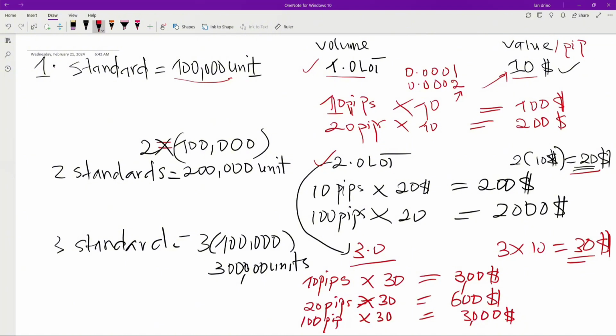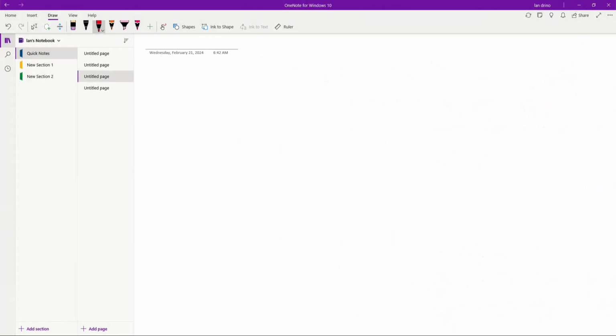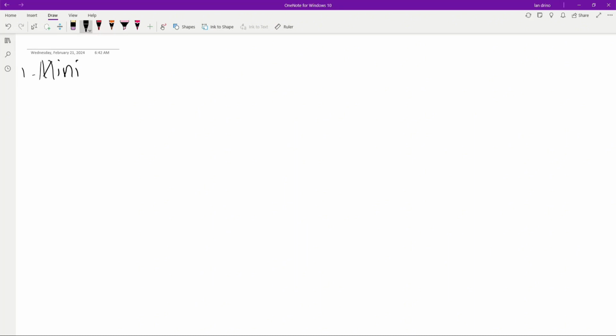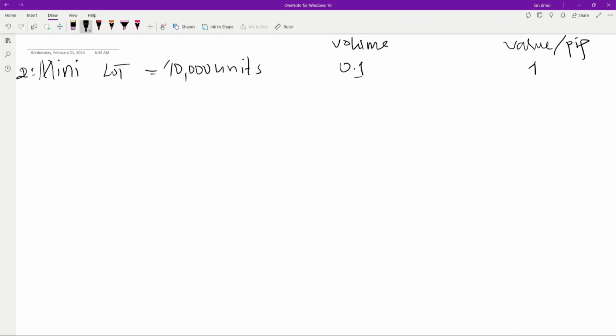Okay, now let us look at the second category, which is the mini lot. We say the mini lot is 10 times smaller. The mini lot, which is equivalent to 10,000 units of base currency, is 10 times smaller than a standard lot. And if you are trading 1 mini, it means you are controlling a volume of 0.1 lot, okay? And the value per pip is equivalent to $1.